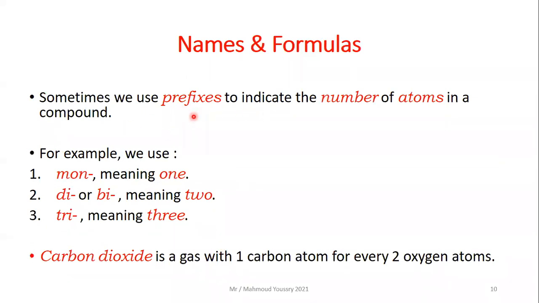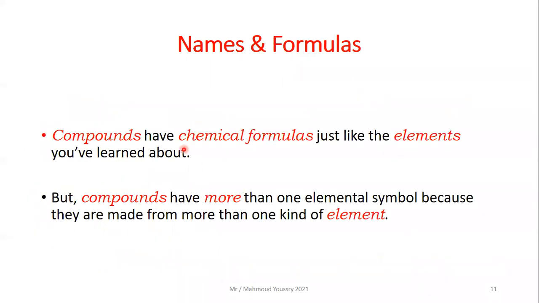Sometimes we use prefixes, parts that are put before the word or term, to indicate the number of atoms in a compound. For example, we use mon for meaning one, like monoxide. Also di or bi meaning two, like dioxide, and tri for three, like trioxide. Carbon dioxide is a gas with one carbon atom for every two oxygen atoms. Here, this is dioxide, two oxygen atoms.